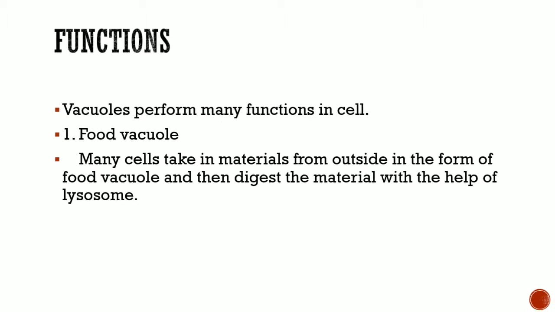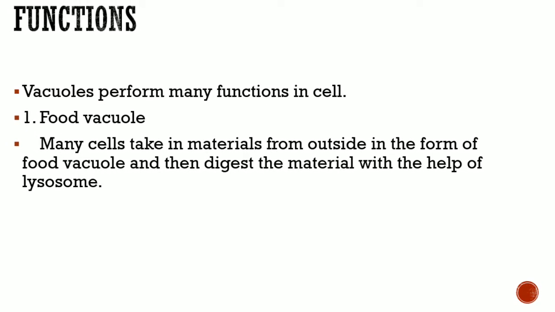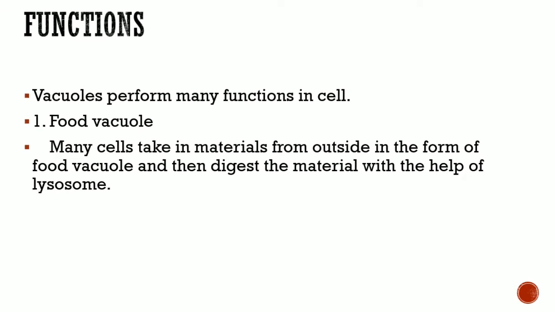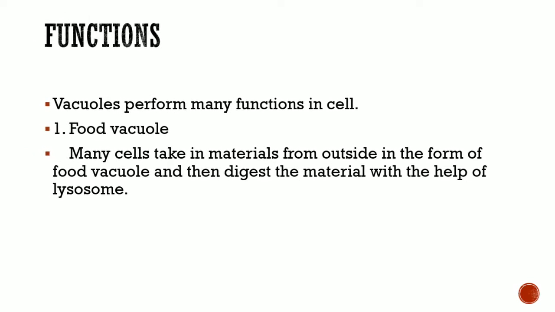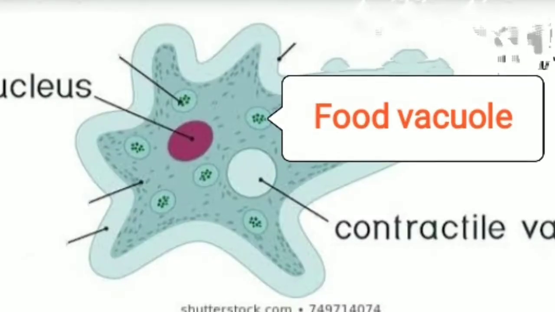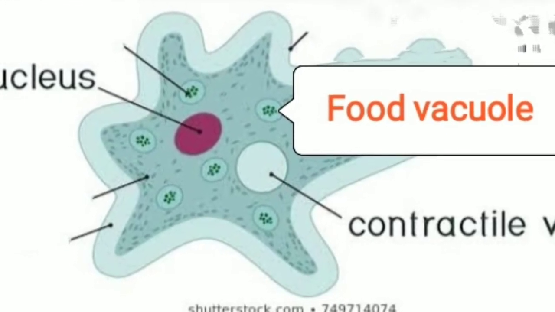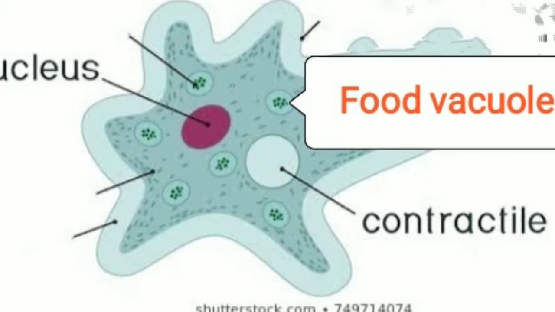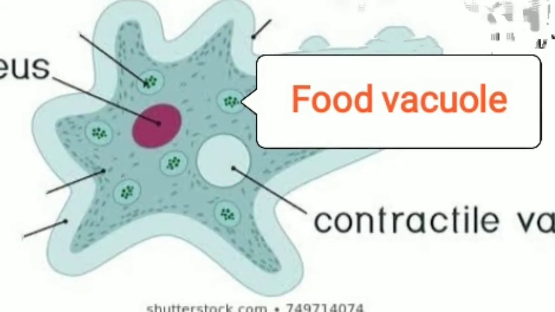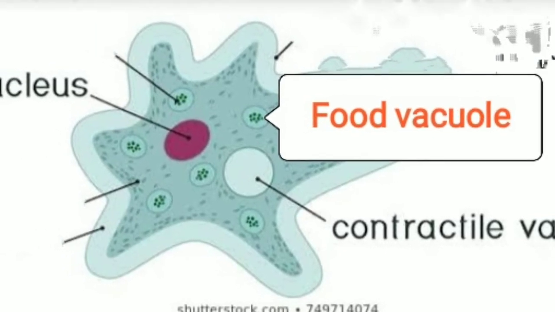Number 1 is food vacuole. Many cells take in materials from outside in the form of food vacuole and then digest the material with the help of lysosome present in cell. For example, amoeba. You can see here that amoeba creates pseudopodia to take food vacuole in it, and then with the help of lysosome, the food material present in food vacuoles is digested by lysosomes.